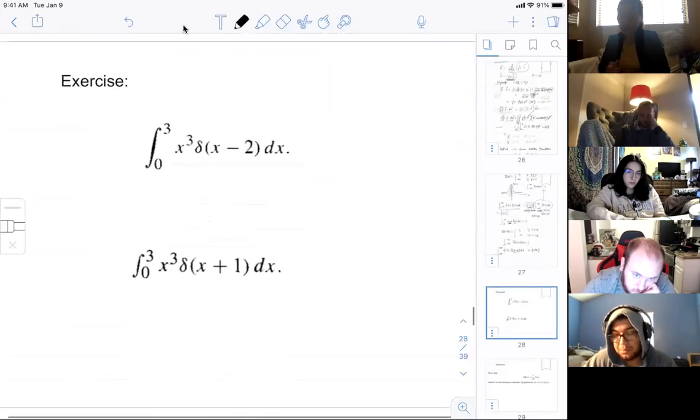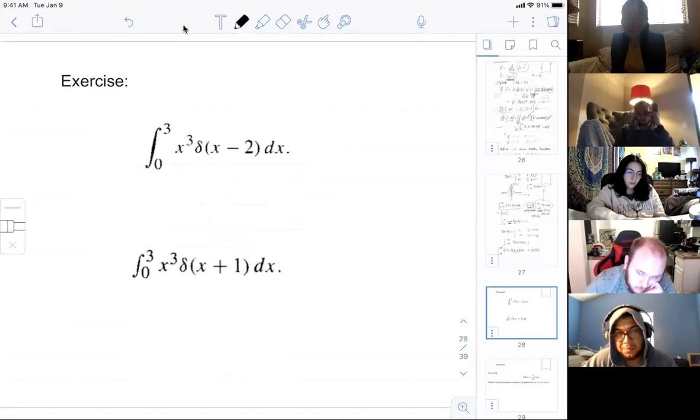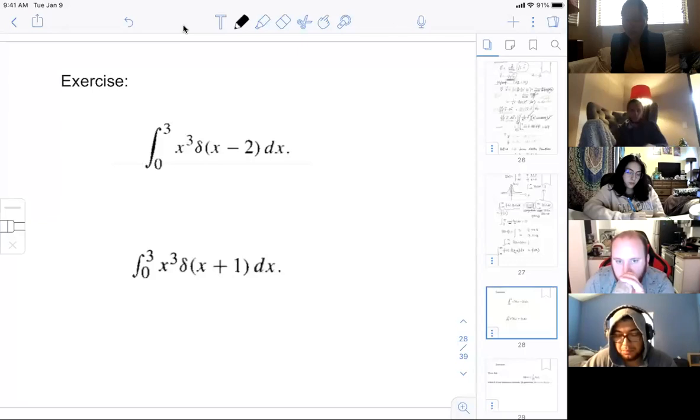Take a look at this. Get a piece of paper and let's work on it. I'll give you a couple minutes to work on it, and then let's look at it together. So go ahead and work out these 2 integrations. Okay?